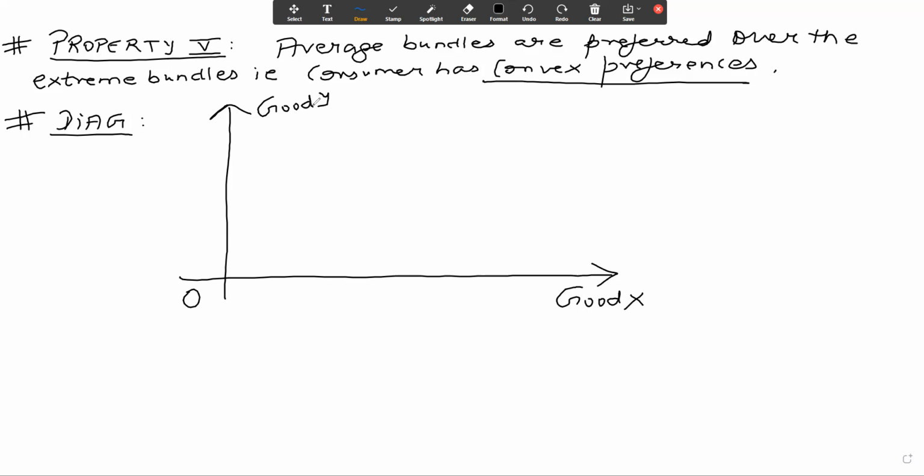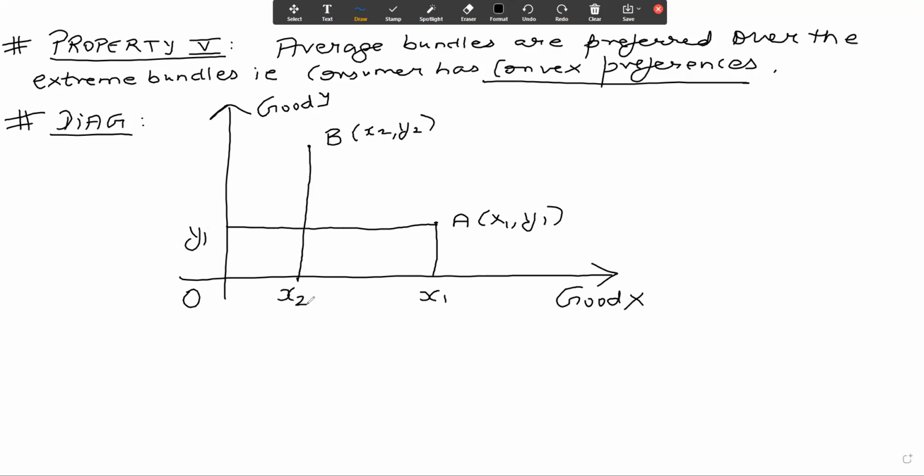You can see I have taken 2 points. This is point A, which is x1 comma y1. This point is x1 and this point is y1. And guys, I take another point. Suppose this is point B. Point B corresponds to x2 comma y2. This point is x2 and this point is y2. And suppose points A and B are lying on the same indifference curve.